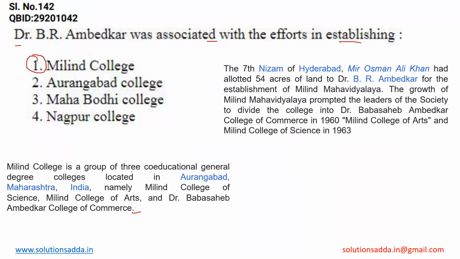Let's read more information about the Milind College. The 7th Nizam of Hyderabad, Mir Osman Ali Khan, had allotted 54 acres of land to Dr. B.R. Ambedkar for the establishment of Milind Mahavidyalaya. The growth of Milind Mahavidyalaya led the leaders of the society to divide the college into Dr. Baba Sahab Ambedkar College of Commerce in 1960, and Milind College of Arts and Milind College of Science in 1963. So you can say that Dr. B.R. Ambedkar was associated with the establishment of the Milind College. The correct option for this question will be option number 1.